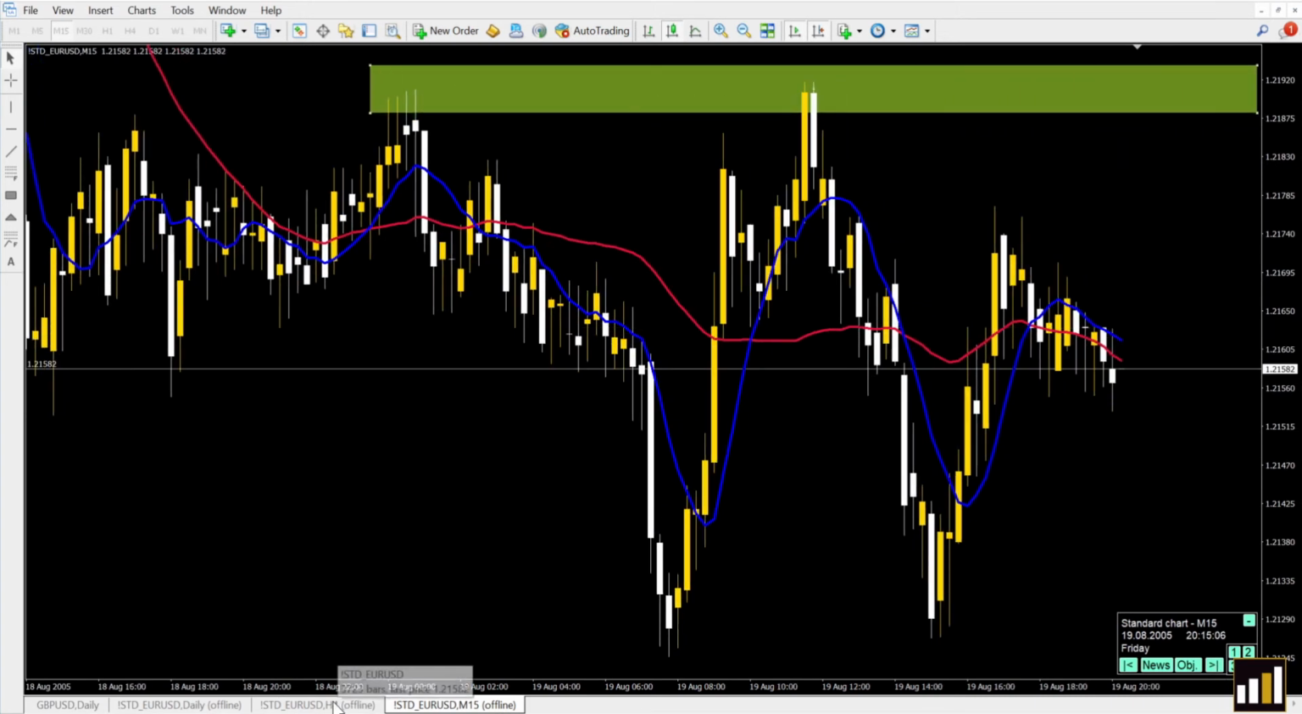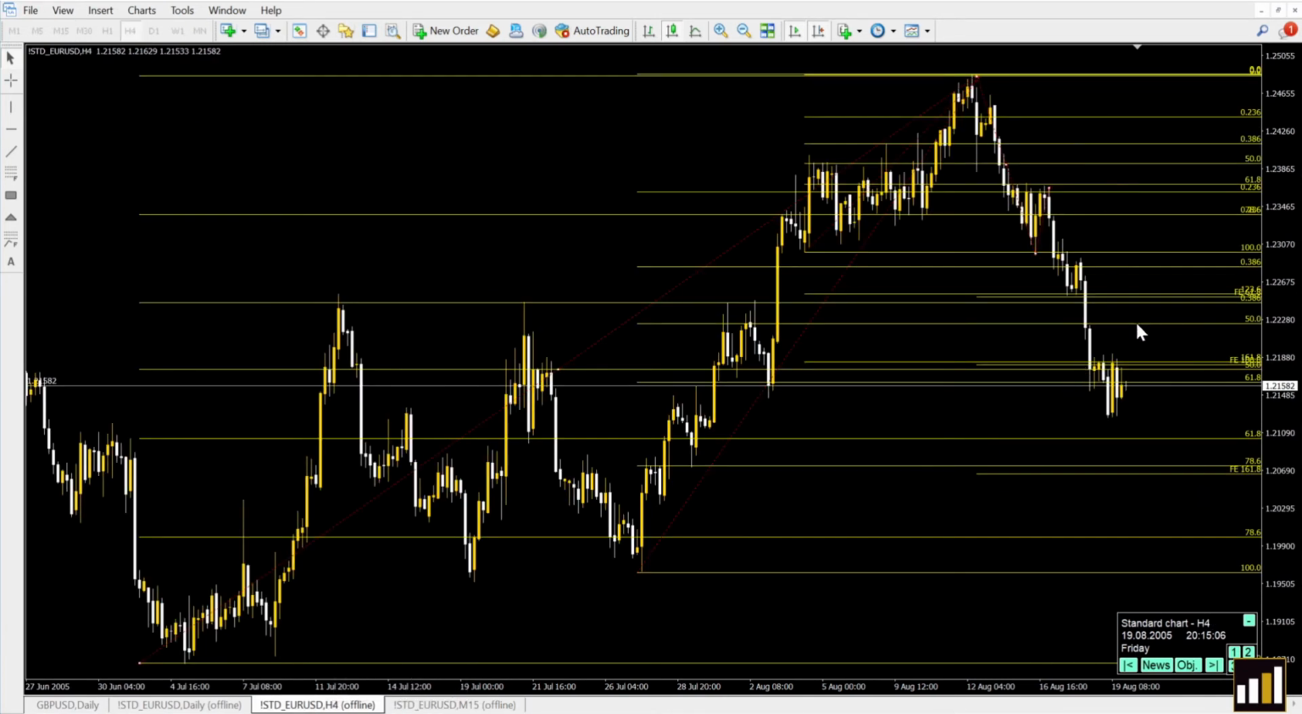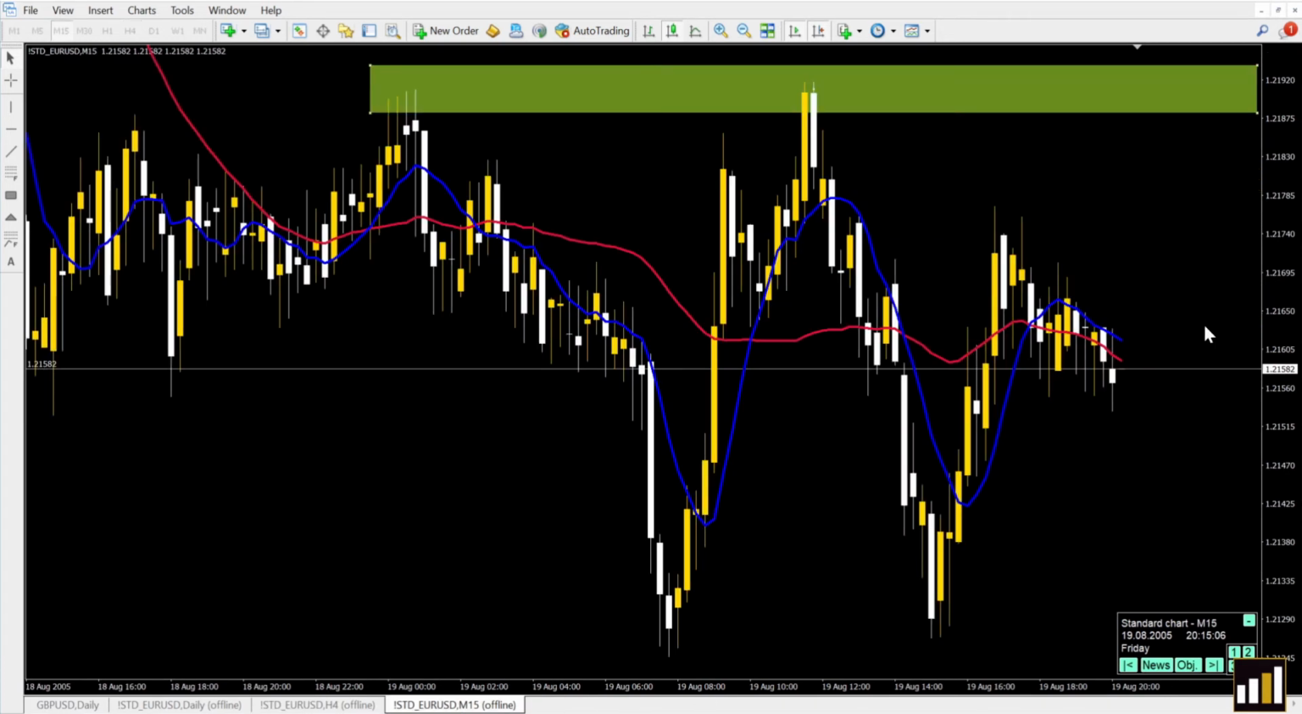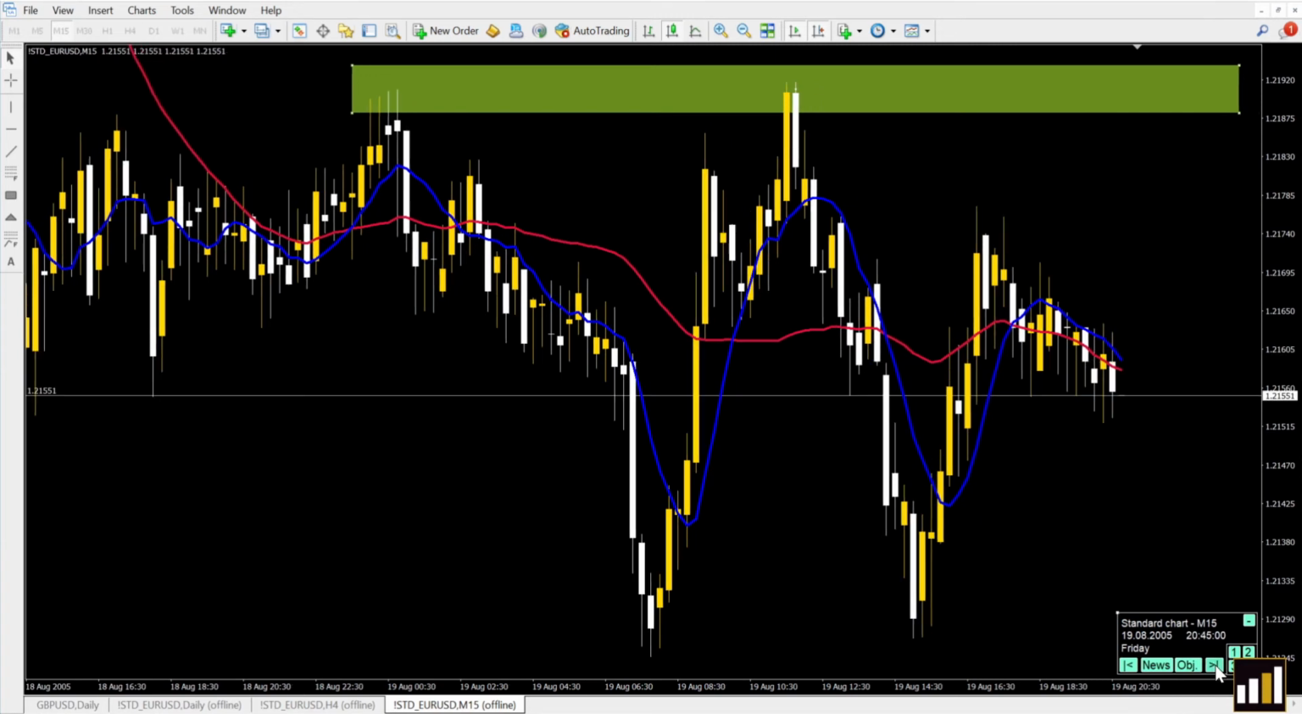And then how does it look on our 4 hourly? We are still playing around that cluster of Fibonacci numbers. So we are still playing on the 15-minute. We got one of our triggers there happening. We have a crossover, but we don't have it crossed over the highs here. So we are going forward. We are moving forward.